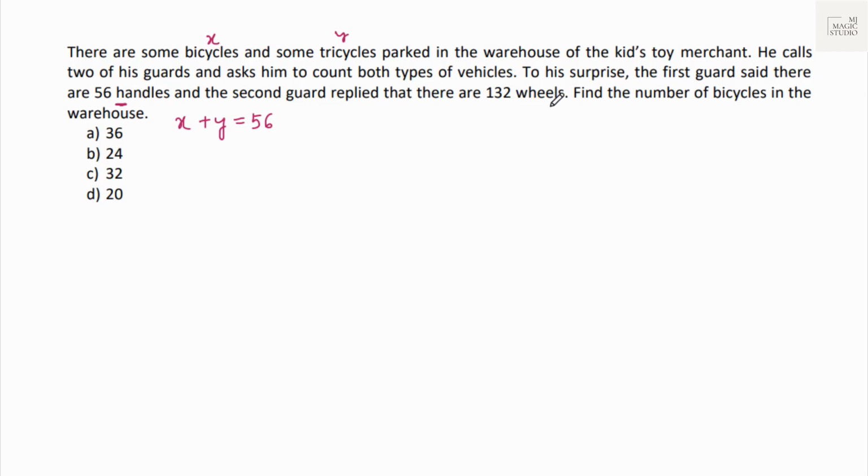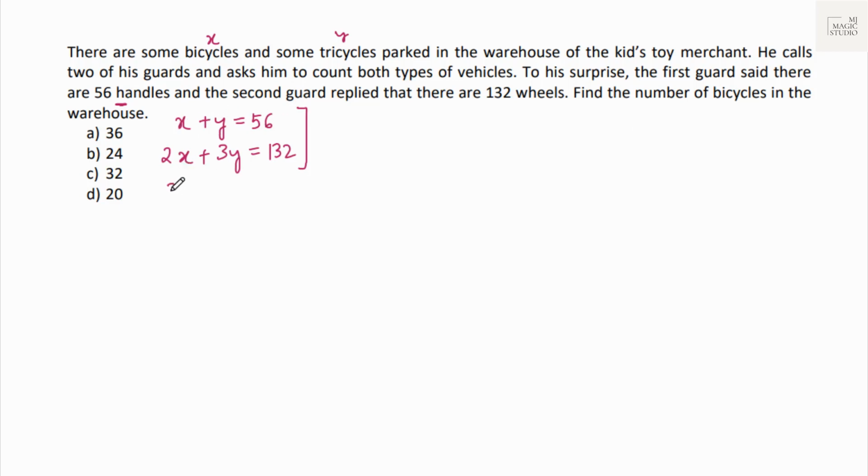And the second guard replied that there are 132 wheels. Now if there are X bicycles, bicycles have got 2 wheels. So total wheels on bicycles would be 2X. Similarly, total wheels on tricycles would be 3Y. And this equals 132. Bingo. It is a simple question on solving simultaneous equations. Find the number of bicycles. We need to find the value of X.